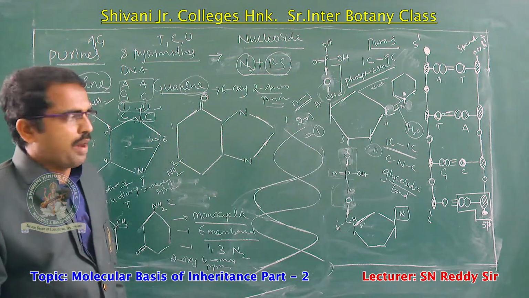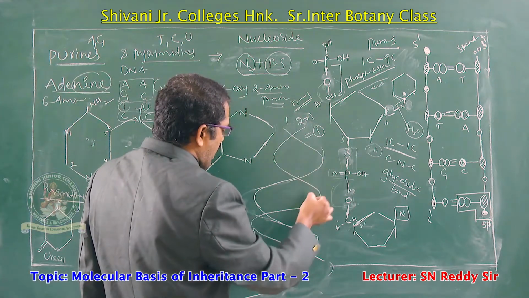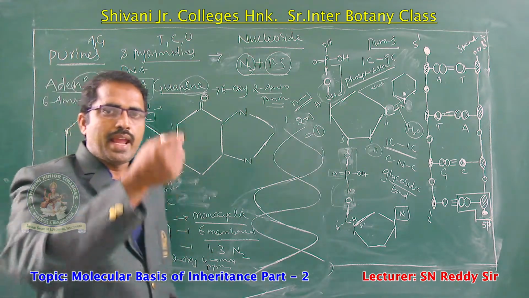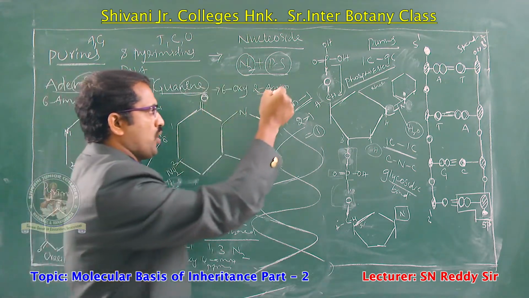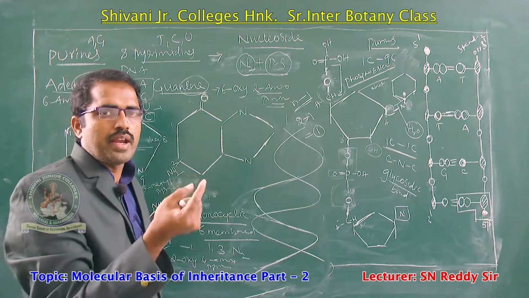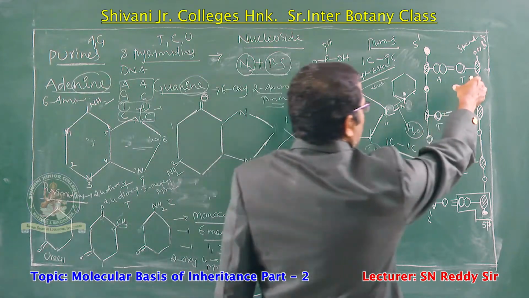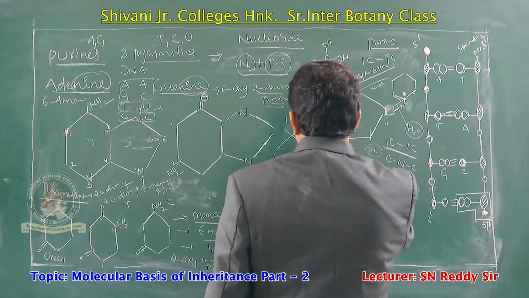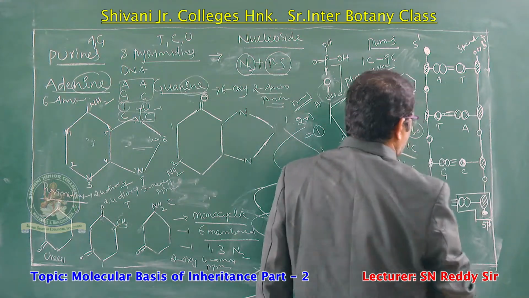Like that, a number of nucleotides are joined in this way and form a double helix model structure in the case of DNA. That means it is a long polymer of deoxyribonucleotides in the case of DNA. In the case of RNA, ribonucleotides. So this is the double helix model of DNA simply. Actually it is in a helical manner, but for our convenience, you see this picture.